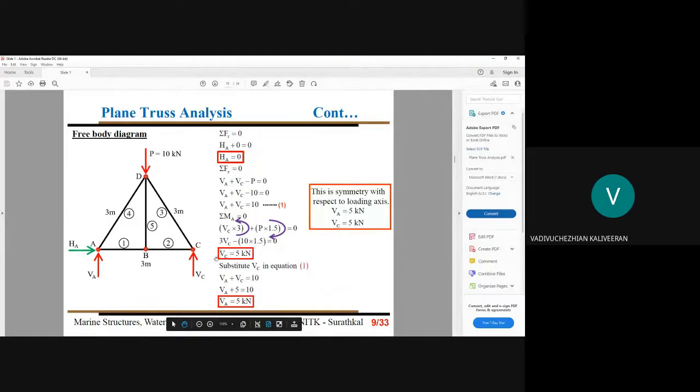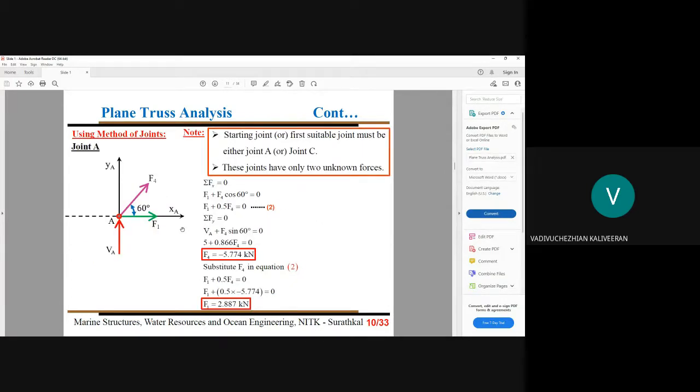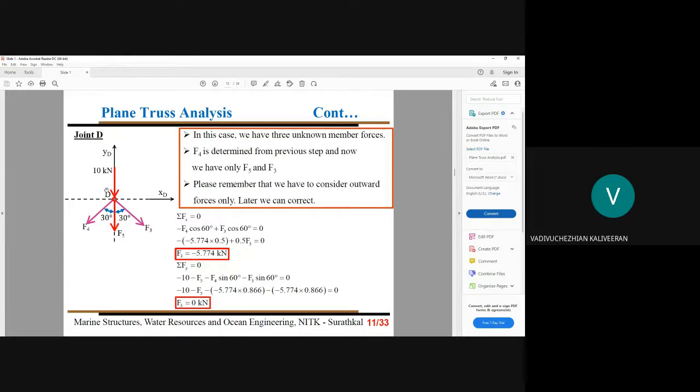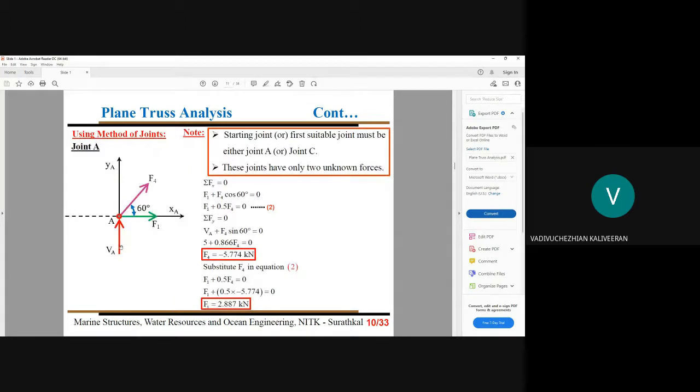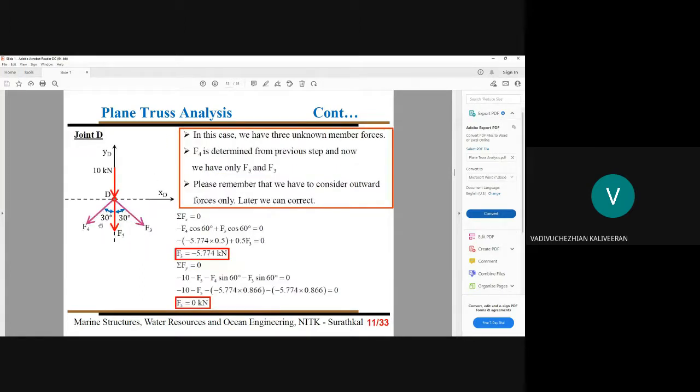In our previous joint A, we incorporated our vertical reaction. But when you think about this joint D, there is no support reaction, but we have our applied load in addition to those member forces. So now note joint D: we have our applied load, that is 10 kilonewton, and there are three member forces, F4, F5, F3.